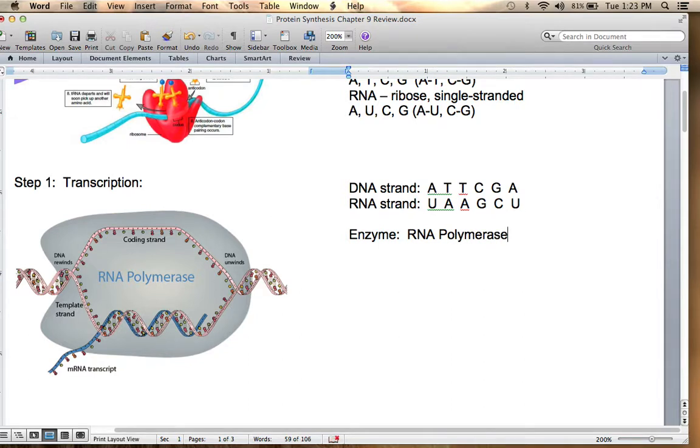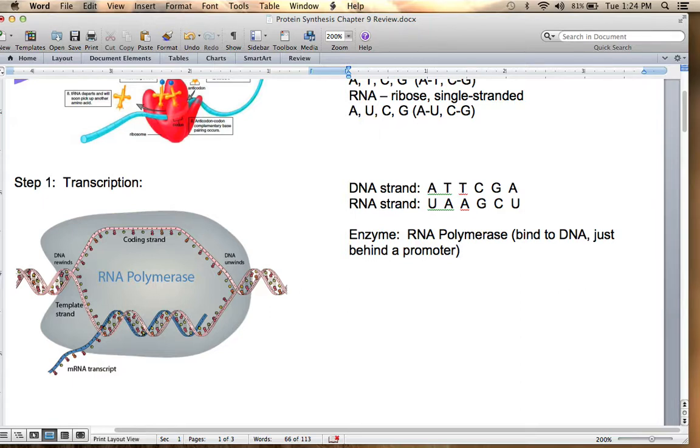Now the way this happens is you have an enzyme called RNA polymerase, and you can see it in the picture to the left. It's a very, very big molecule. It will bind to a region of DNA, and it binds just behind a specific sequence of DNA called a promoter. And that promoter tells RNA polymerase where to bind and where to start transcribing the gene.